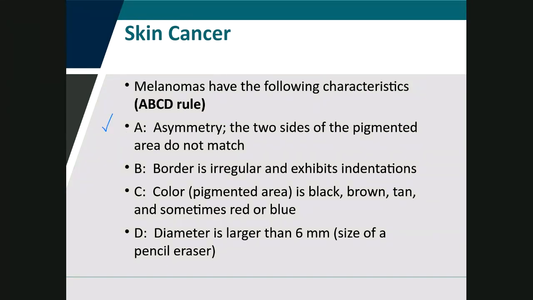A is for asymmetry, meaning the mole is not similar on one side. Maybe the right side looks different than the left. B is border. It's going to exhibit irregular borders. C is color. The color of a malignant melanoma can vary. Sometimes it's black, brown, tan, red, or blue. And anything greater than 6 millimeters should be evaluated by a dermatologist, which is a little bigger than the size of a pencil eraser.